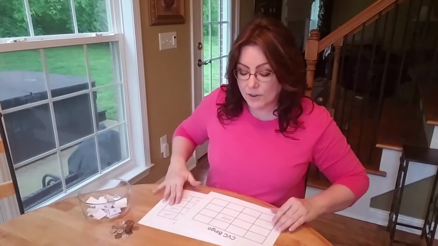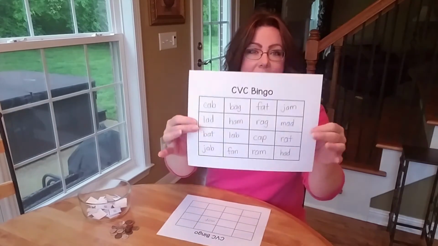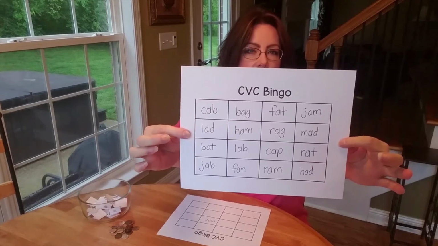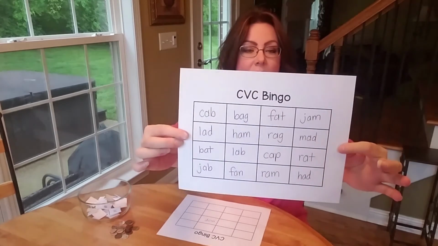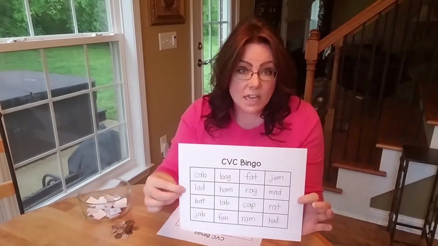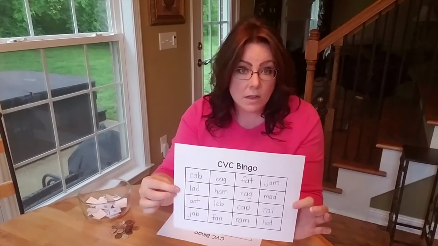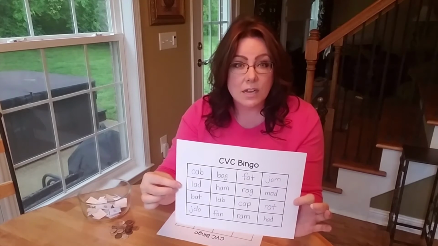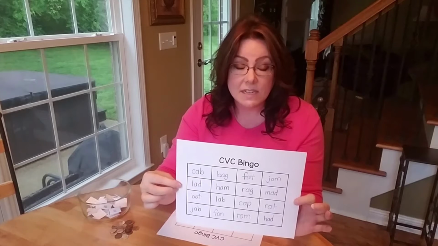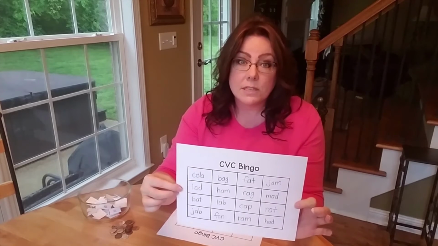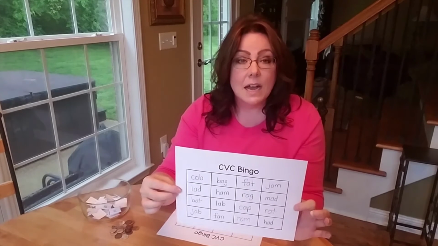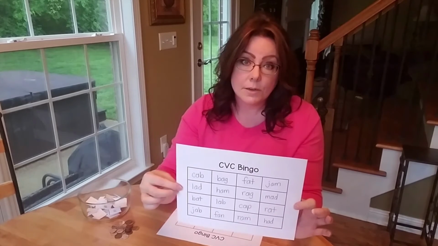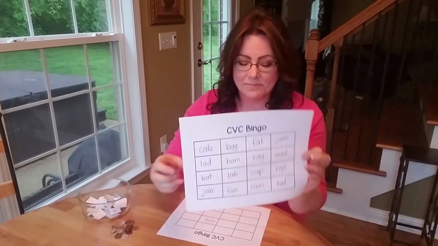After they have their whole grid filled in, and on my game board, I chose to focus all on short A words. You can change this up. You can choose one vowel and focus on the families that are in that vowel family. That causes your child to focus more on the beginning and ending sounds. Or if you want to focus more on those middle sounds and distinguishing between the different vowels, you could include words from all the vowel families.